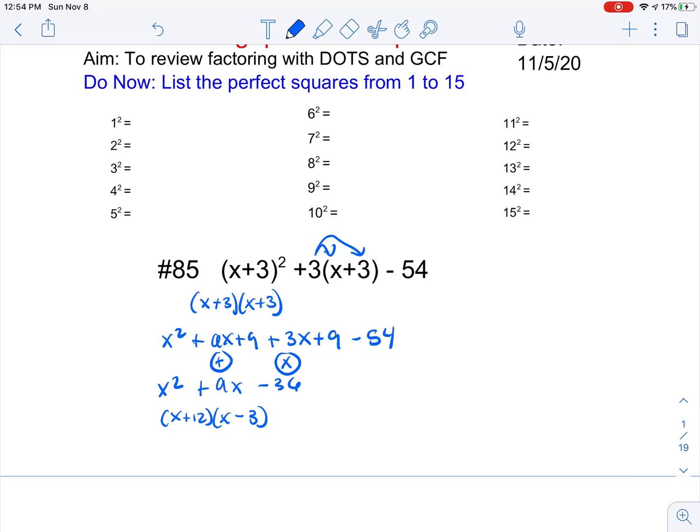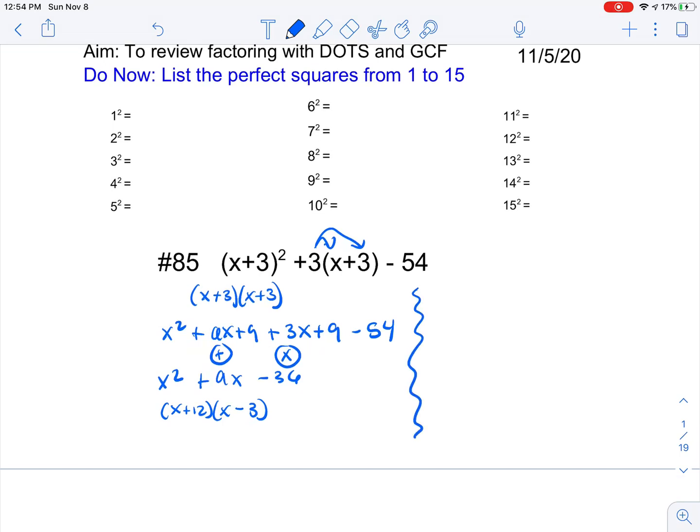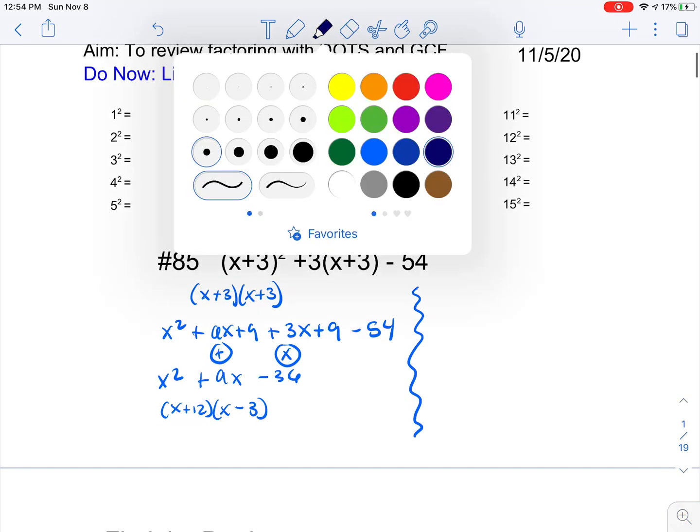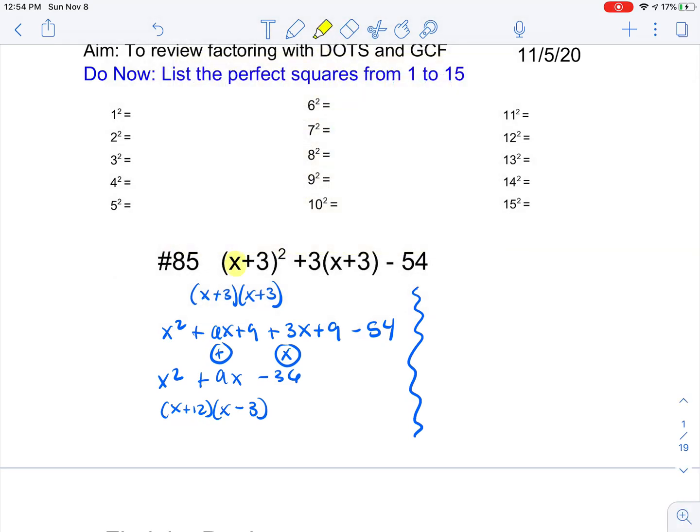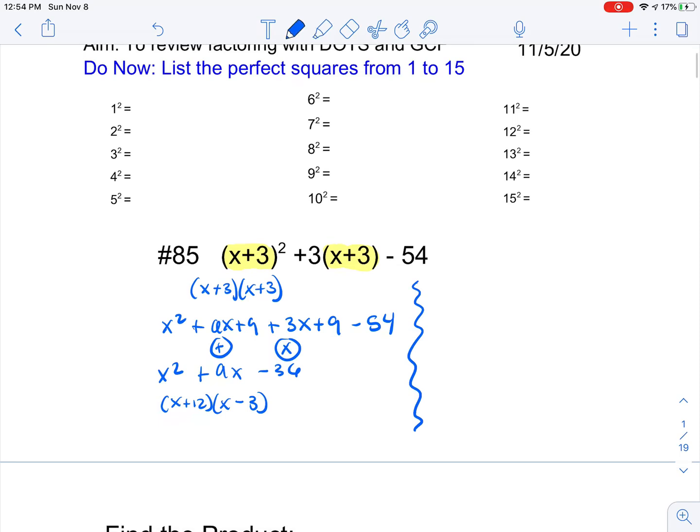But I want to challenge your thinking to look at this from a different perspective, okay? So I want you to return to the original question. One thing you should notice right away is that we have the same binomial in parentheses throughout the question. So we have this x plus 3. In this first term, right, we have that x plus 3 squared. And in the second term, we have the x plus 3 multiplied by a coefficient. And in the last term, we don't have it at all.